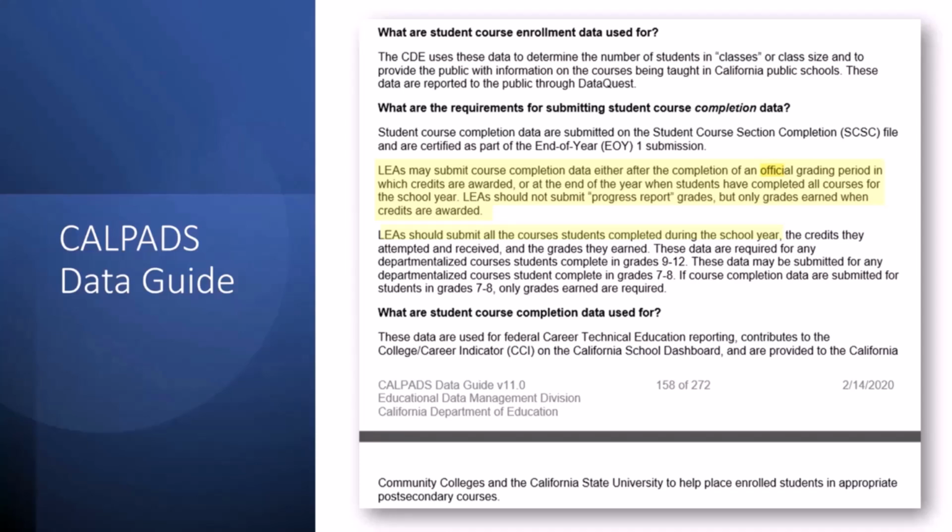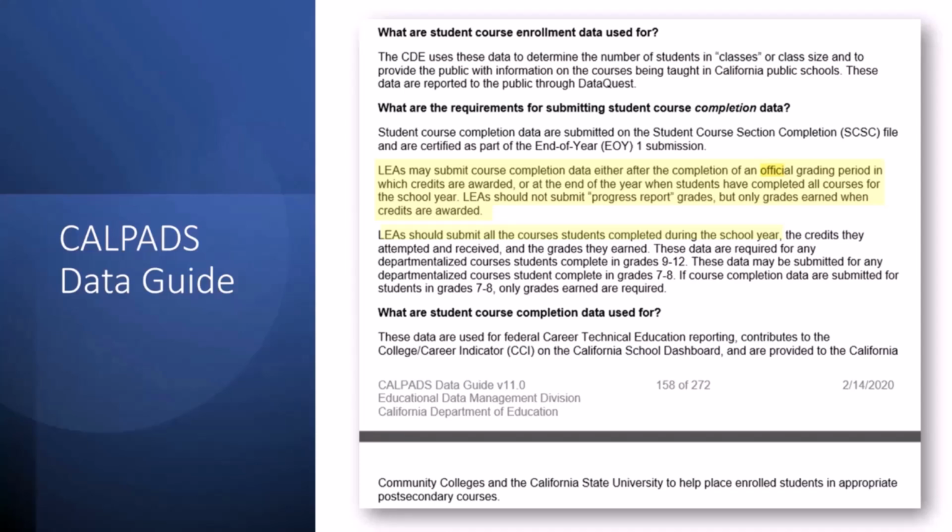In addition to the error list, there are other resources that help you troubleshoot the error. These CALPADS resources are great because part of troubleshooting an error is understanding what the expectation of data is for CALPADS. If you know what to submit, it's easier to identify the discrepancy or what is missing from your submission. The CALPADS Data Guide has a course section, and in that you can see the requirements for submitting student course completion data. It specifically says LEAs may submit course completion data either after the completion of the official grading period in which credits are awarded or at the end of the year.